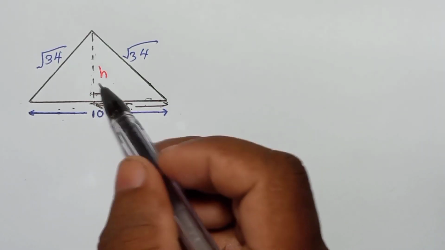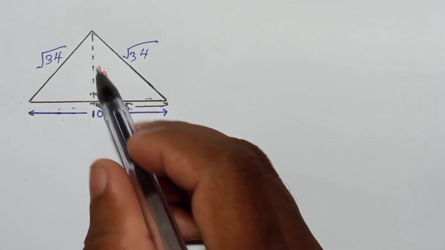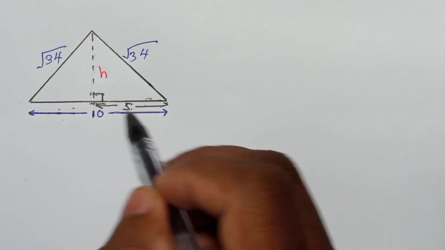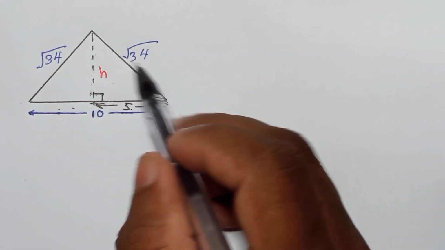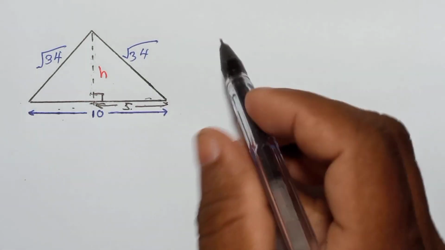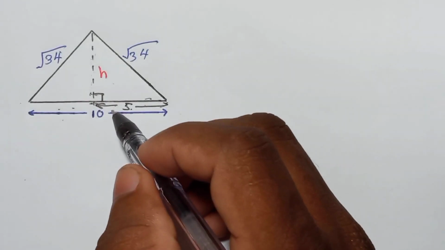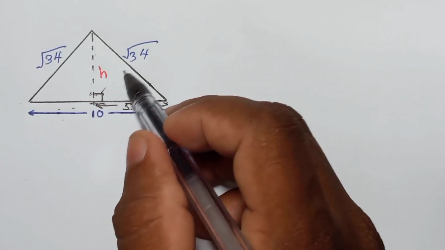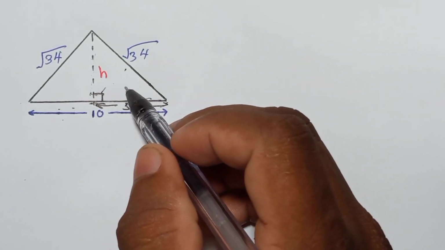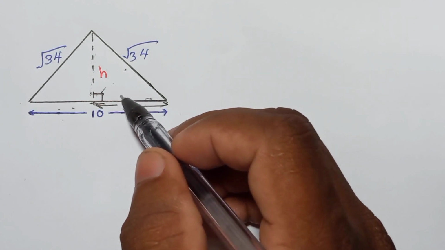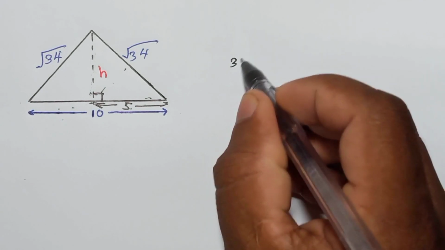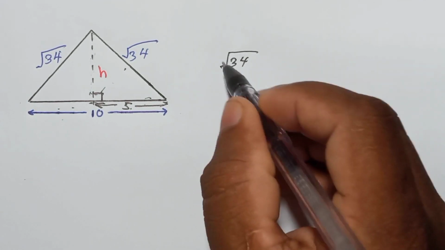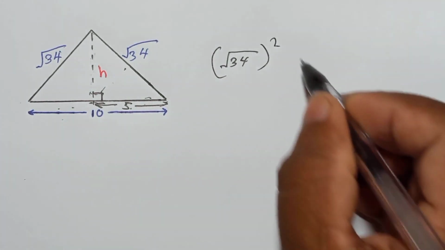Okay, now how to get h? Here this is a right angle triangle, so you can use the Pythagoras theorem here, right? Here we have square root 34. It doesn't matter, we can use it. Now how do we write the Pythagoras theorem? The best way is to always start with the hypotenuse. The hypotenuse squared, that means here square root 34 squared, right?